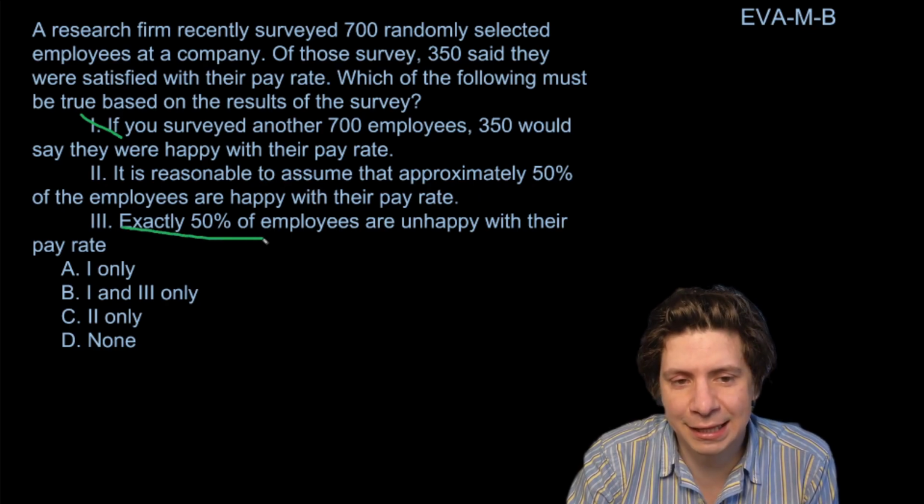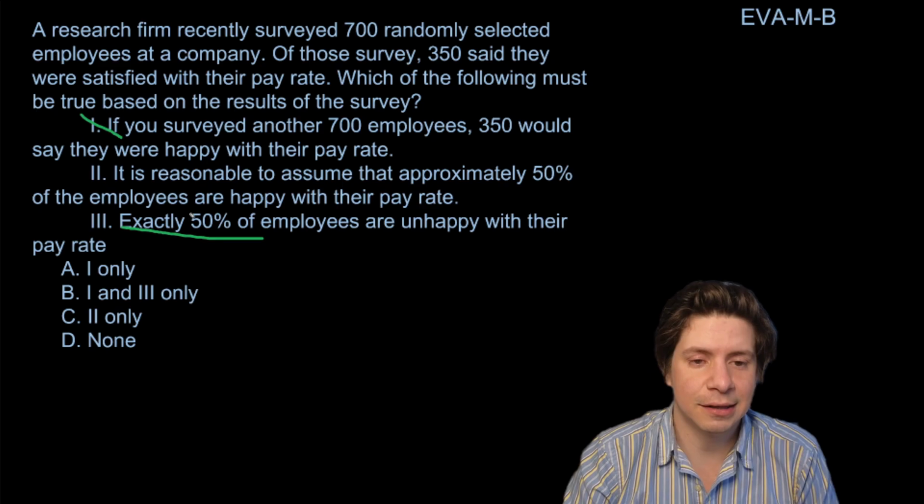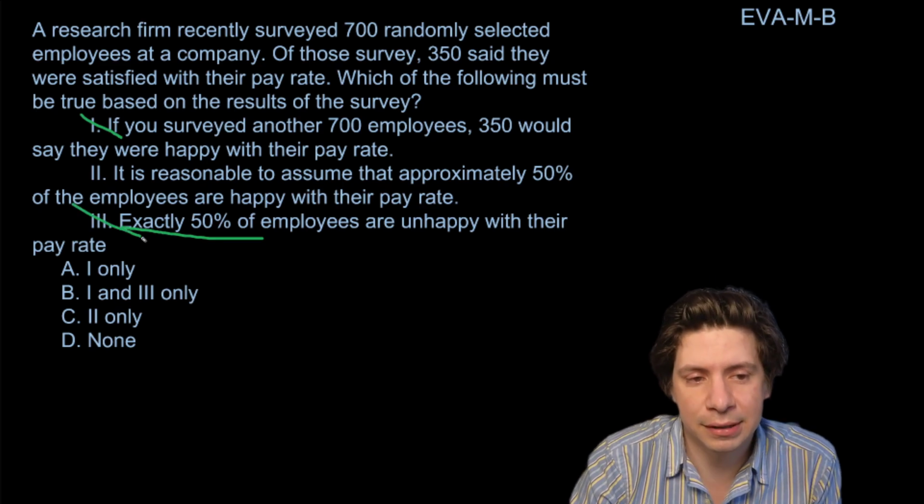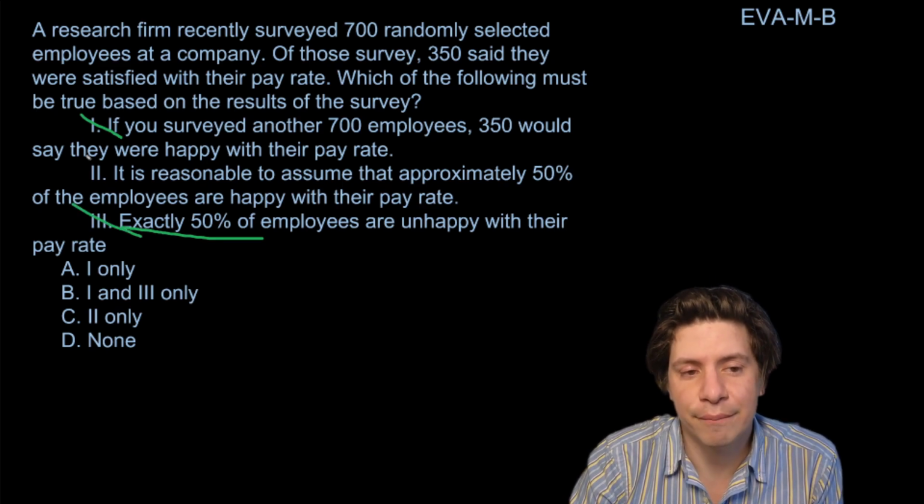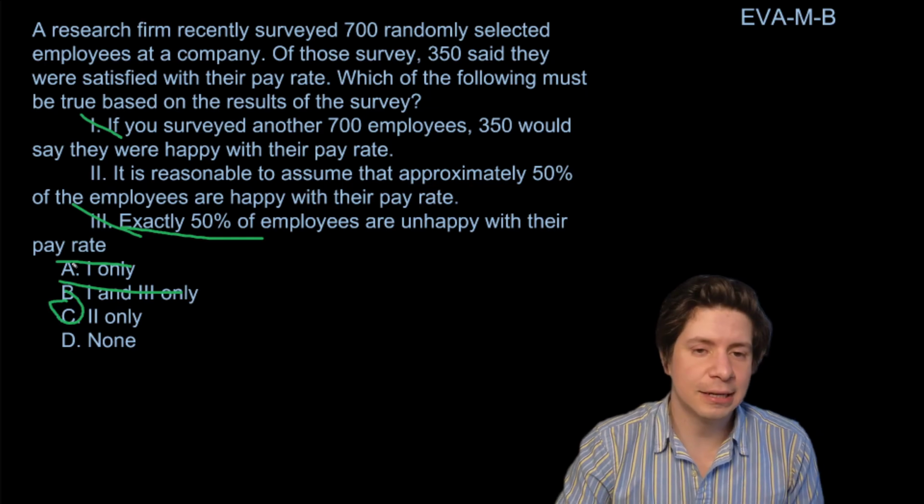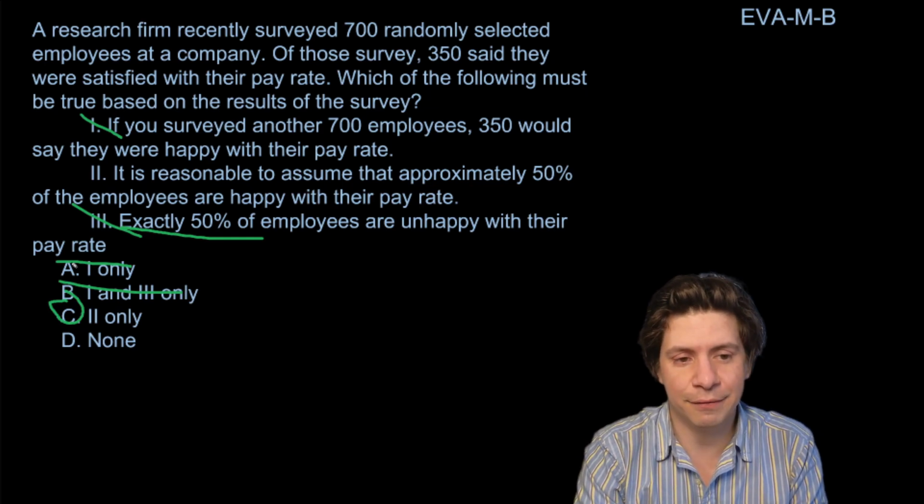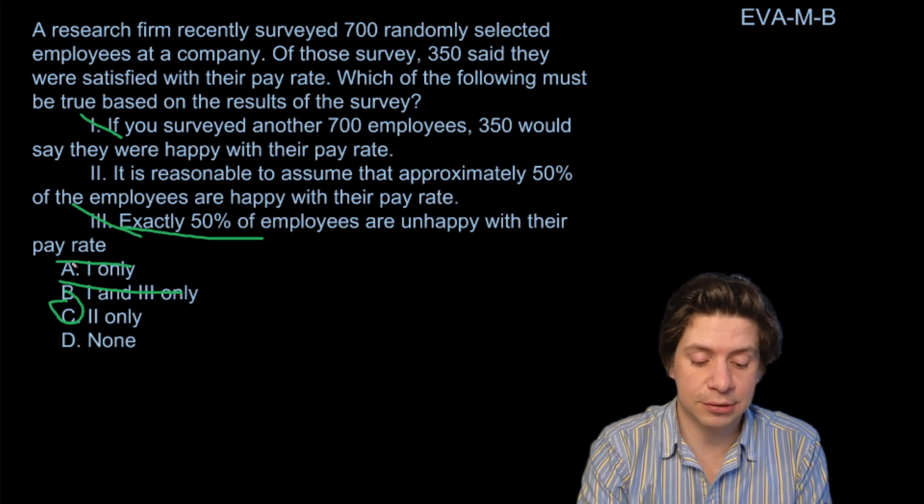And 3, exactly 50%. I can already tell you that's not going to be right, because we can't say exactly of employees are unhappy with their pay rate. We'll say goodbye to that. So our best choice is 2. That is a good estimation. So it would be C. Okay, so a lot of times these questions would be none, but here's an example of one where you could have an answer be one of those actual choices there.